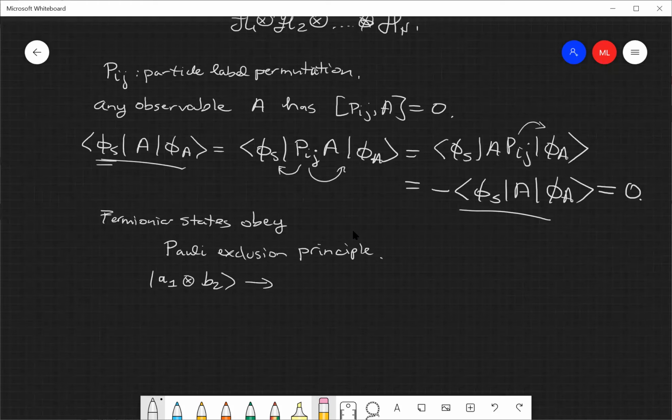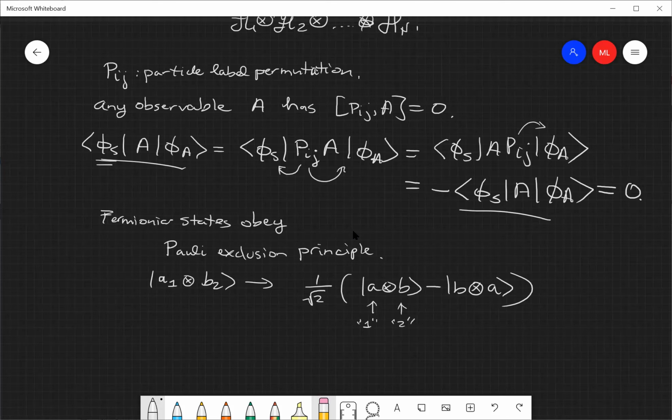And so this becomes 1 over square root of 2, (A, B minus B, A). This is a convenient way of writing things. It's always implied that the first slot is particle 1 and the second is particle 2. So if particle 1 is in state A and particle 2 is in state B, this would be the properly antisymmetrized state, because it doesn't matter which one you call 1 and 2. So you have to add all the combinations and make them properly antisymmetric.